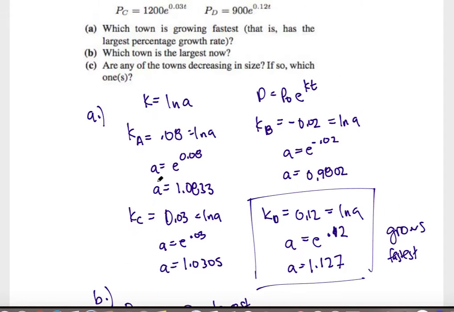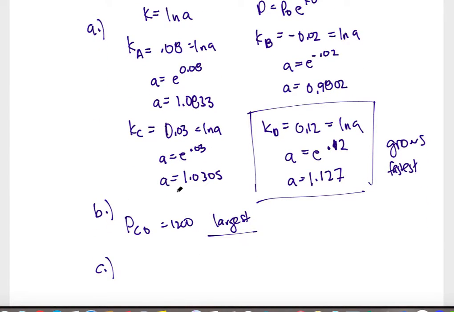And then C asks us if any is decreasing in size, if so, which. So the only one that's decreasing in size is B, because it has an A less than 1. So it is decreasing in size over time.